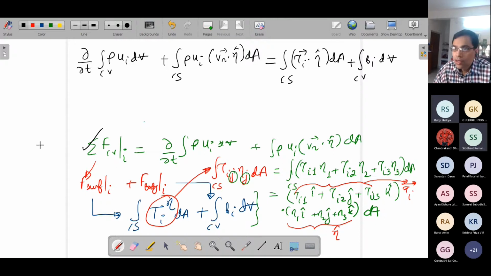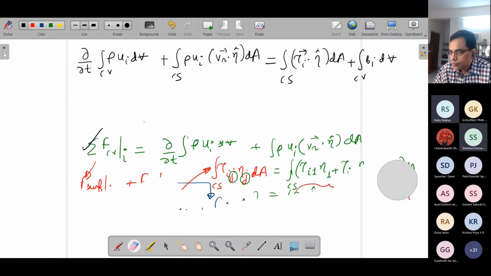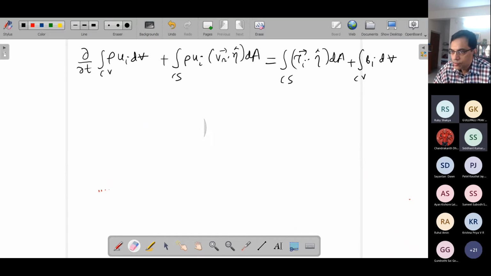Okay. Now we will clean up the rest of the page and write. So the next thing that we will consider is that it's a non-deformable control volume.